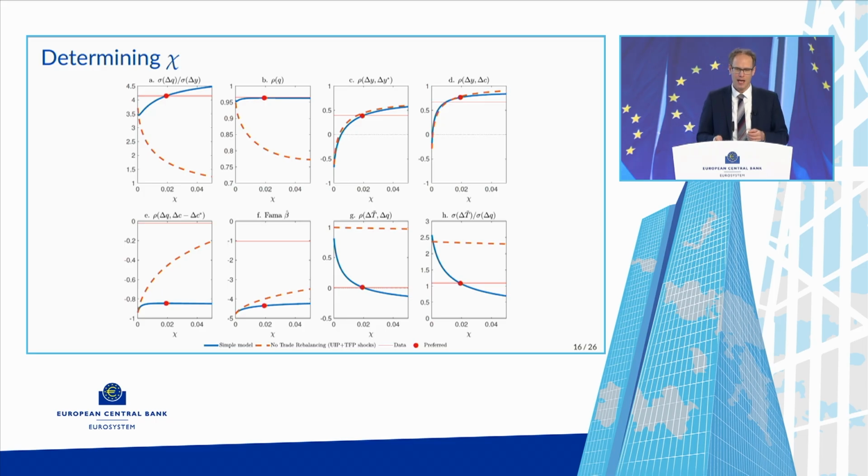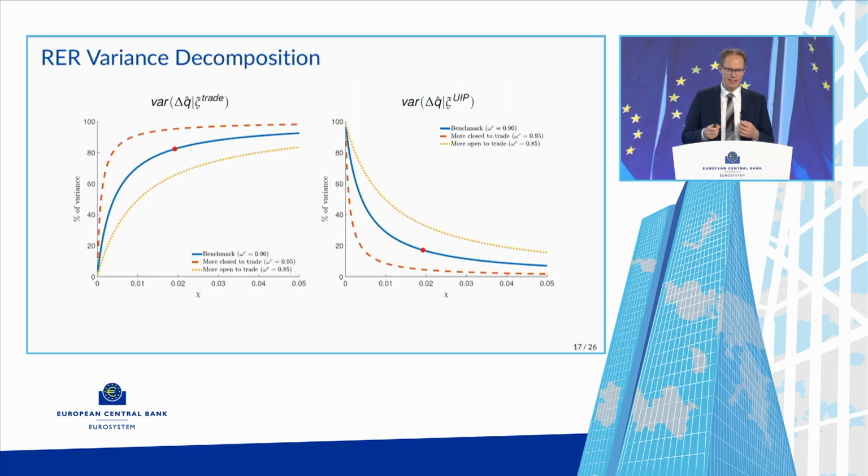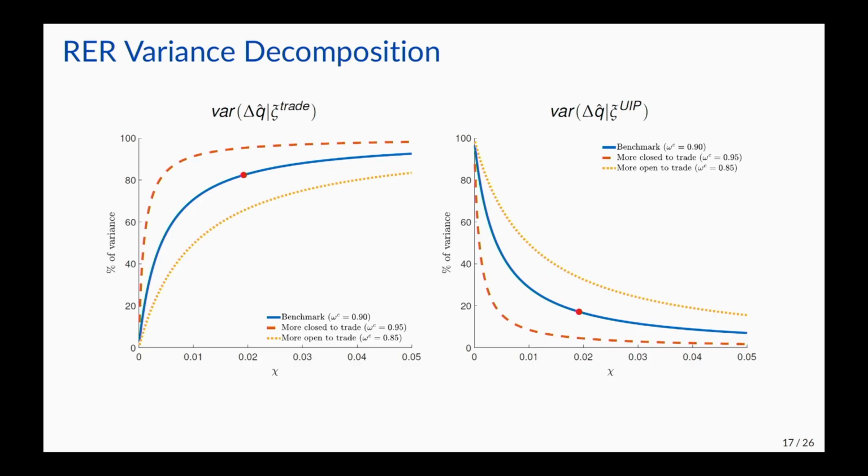And so, to give you a sense of how important this moving around of chi is and how it affects the variance decomposition of the real exchange rate, that's this chart here. On the left, we plot the variance that's attributed to the rebalancing shock as a function of chi, and the right one is the exchange rate variance that's attributed to the UIP shock as you move around the chi.